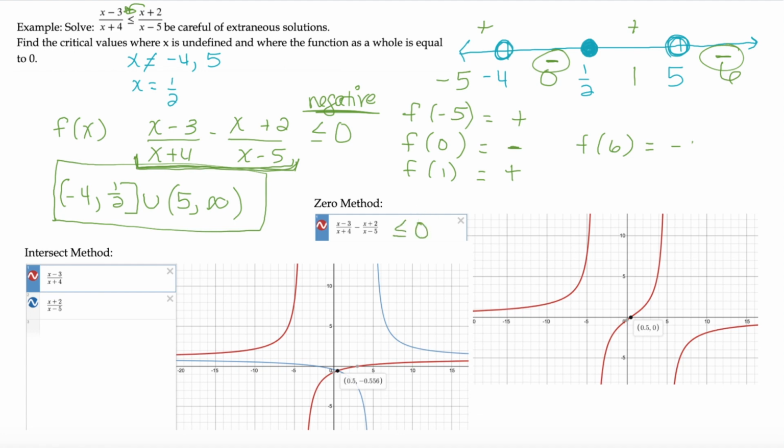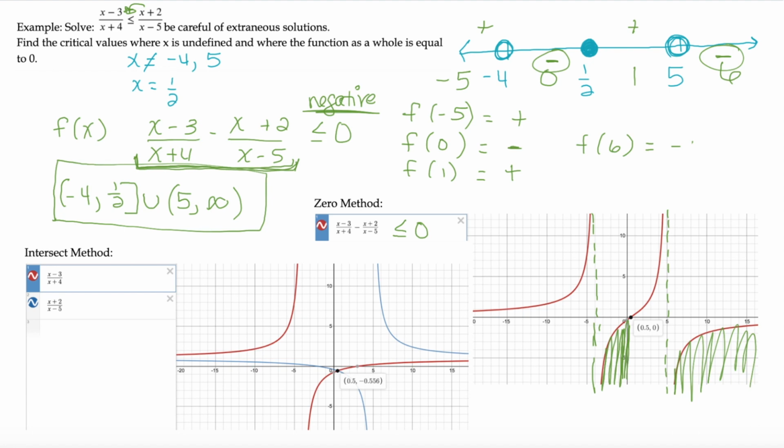We have our asymptotes here that we talked about on the last page, and the asymptote at 5 from the last page. So where is our graph as a whole less than or equal to 0? Our graph as a whole is less than or equal to 0 between, again, -4 not included to 1/2, which is included. We skip over, and then our graph becomes negative when we're from 5 to infinity.